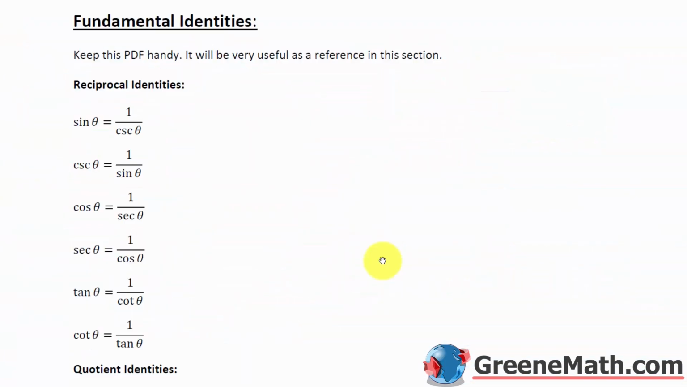Now I want to pull up this little PDF, which is attached at the beginning of this section for you. Keep this PDF handy. It's going to be very useful as a reference in this section. Start by going back and forth, reading things and writing them out. As you get really good at working with these identities, you're going to commit them to memory. You're really going to need to do this before you get to calculus.